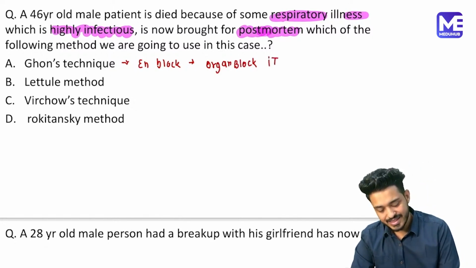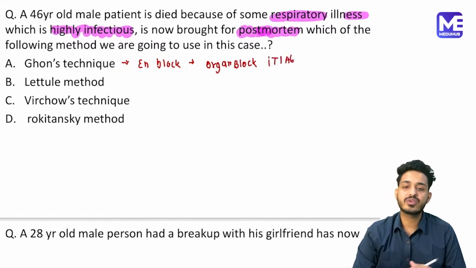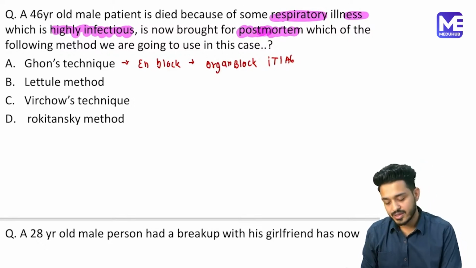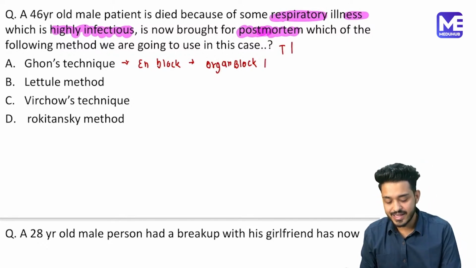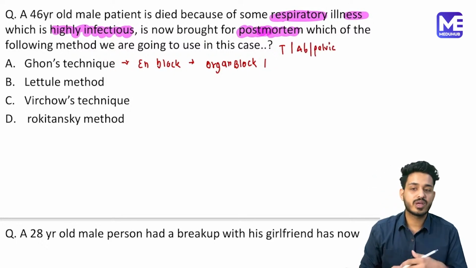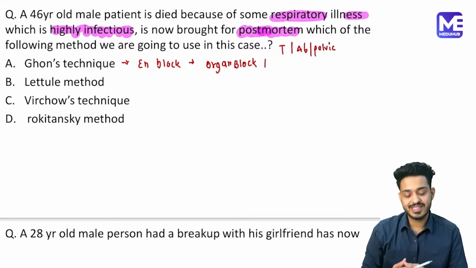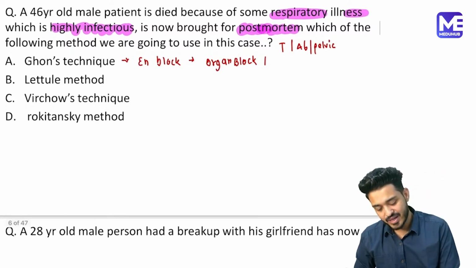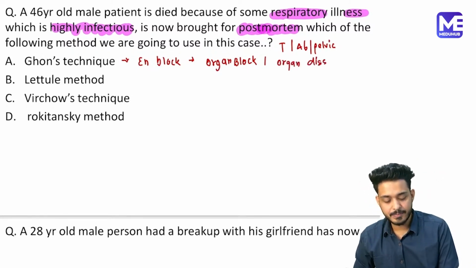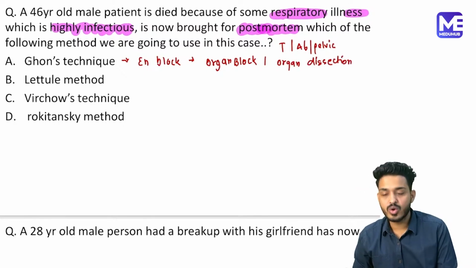यहाँ पर क्या करेंगे? जैसे thoracic ले लिया या abdominal region ले लिया, we are going to divide the complete body into 3 parts. एक thoracic segment ले लिया, एक abdominal segment ले लिया, एक pelvic segment ले लिया, right? So this is how we are going to divide in the blocking system. Organ block will be there, and here we are going to do the organ system dissection, right? So that is going to be your Ghon's technique.